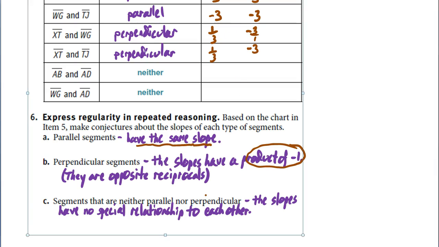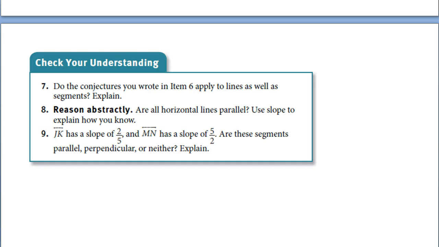And if we try to give a vocabulary word to those numbers, we could say that they are opposite reciprocals. 1/3 is the opposite reciprocal of negative 3 over 1. Question C, the segments that are neither parallel nor perpendicular, their slopes have no special relationship. Here are some check your understanding questions, so I'll pause the video.